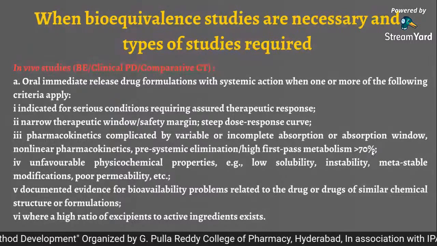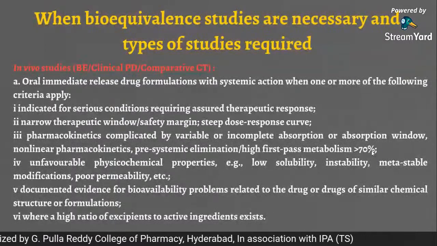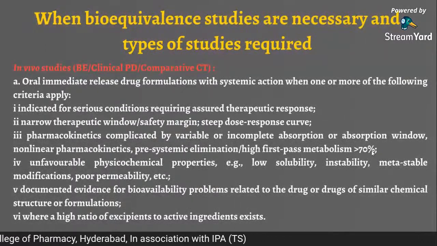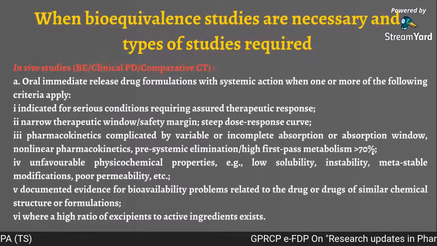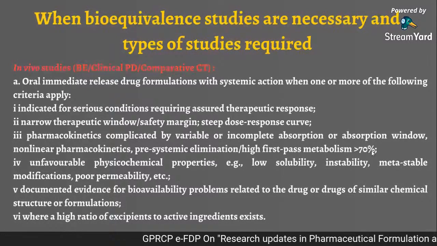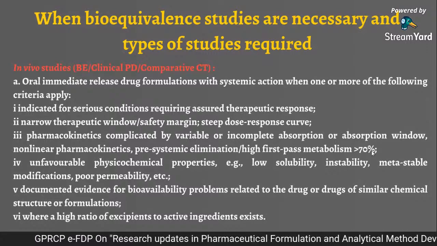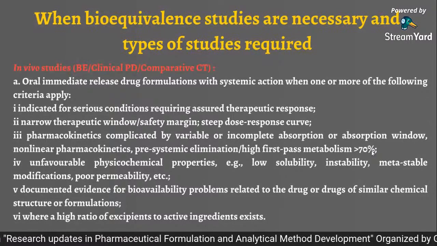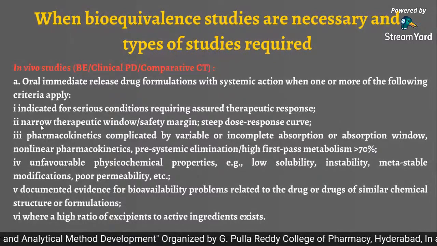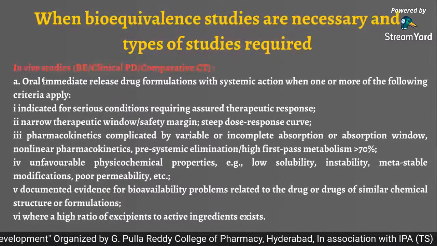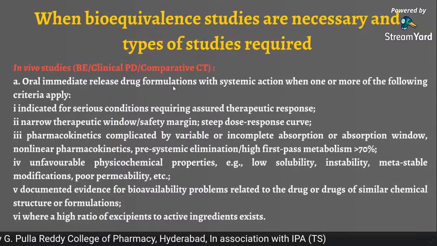In vivo studies are required. This is the list of dosage forms where in vivo bioequivalence testing is required. That bioequivalence may sometimes be a pharmacokinetic bioequivalence, a clinical pharmacodynamic study, or a comparative clinical trial study. In the following categories of drugs, the following categories of dosage forms, this is required. Example, starting with A, oral immediate release drug formulations with systemic action.